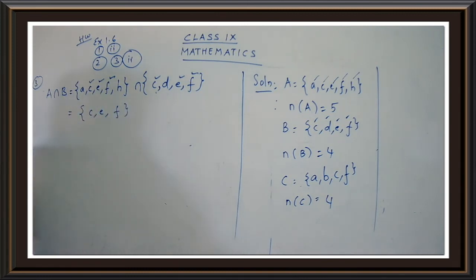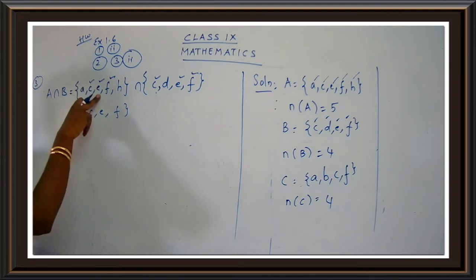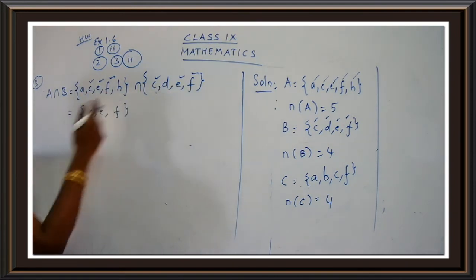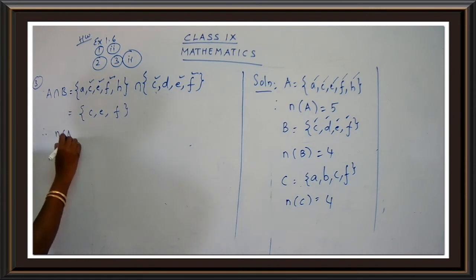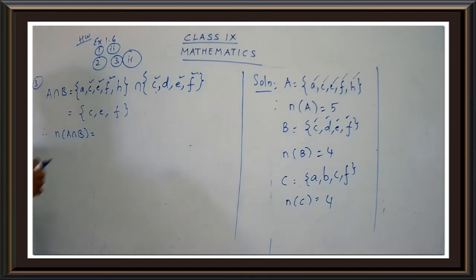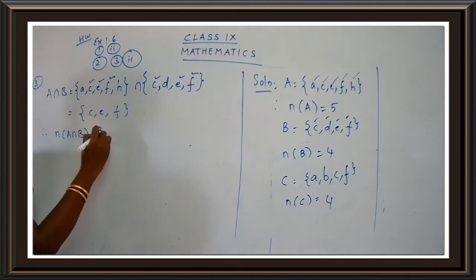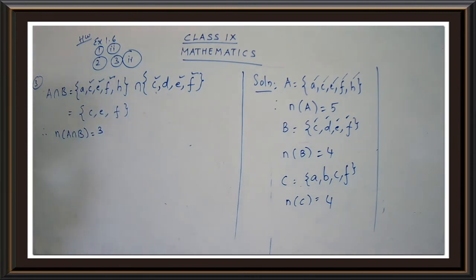Are you getting my point, children? Already you have done this intersection part, yes? So intersection means you have to take the common members. So C is common, E is common and F is common. So C, E, F. Therefore, N of A intersection B is equal to, N of A intersection means you have to count the members. How many members are there? 1, 2, 3. So put here 3. N of A intersection B is equal to 3.